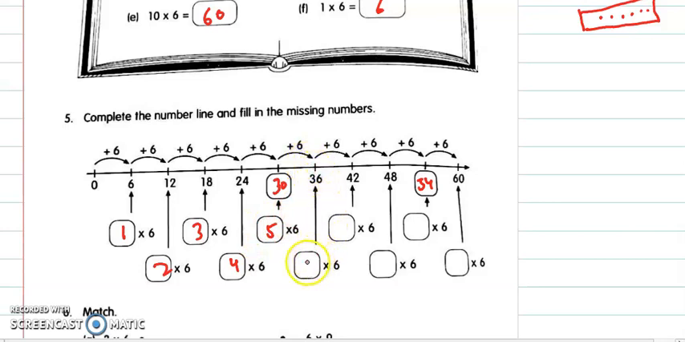And till 36 there are 6 sixes, because if we count the total number of 6s till 36, there are 6. So for 42 there are 7 sixes, for 48 there are 8 sixes, for 54 there are 9 sixes, and for 60 there will be 10 sixes. You can count also how many 6s are till 60 or any number that you are counting for.